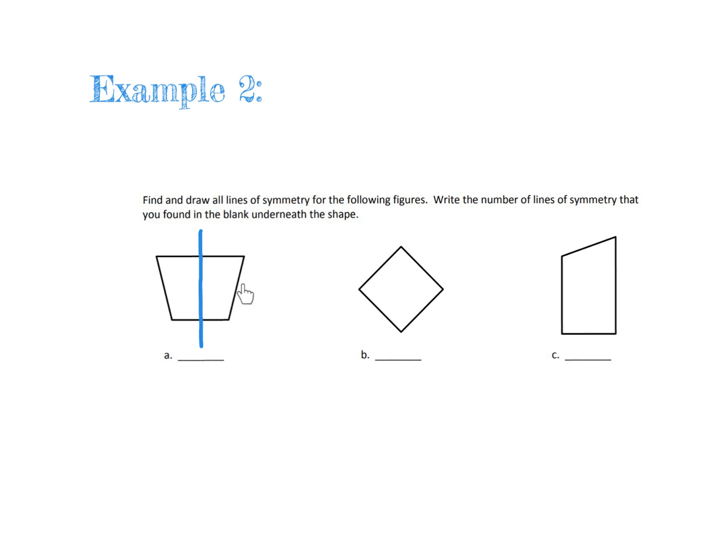If we were to draw a line through here, these corners would not match up since the lengths of these lines are different. That would leave that A would have one line of symmetry.